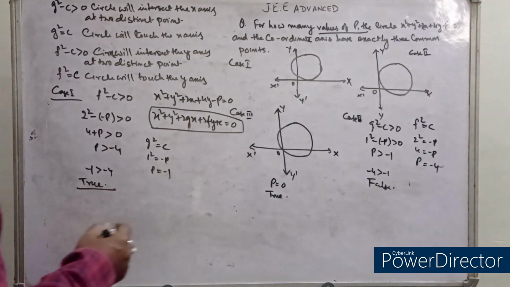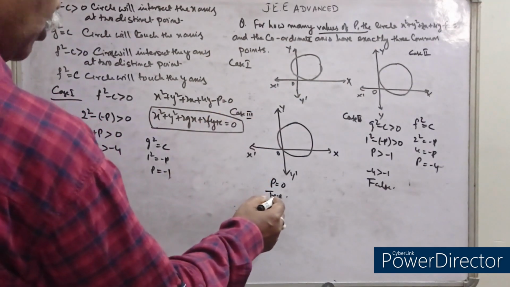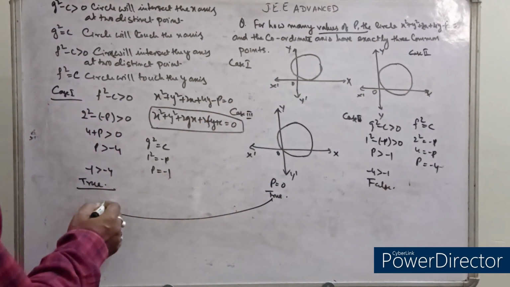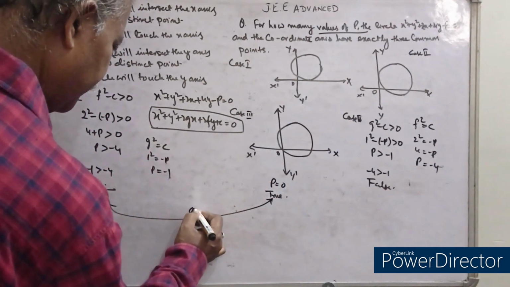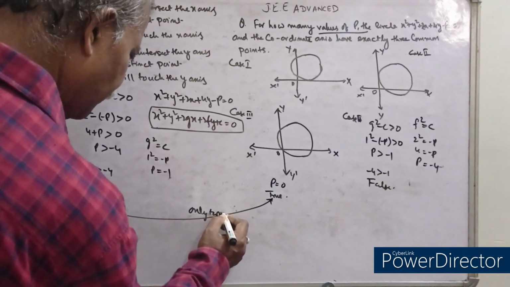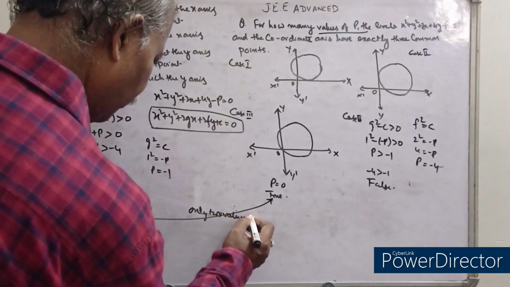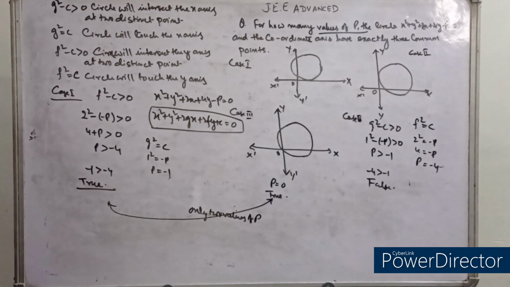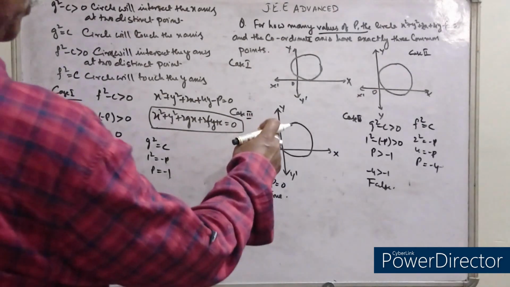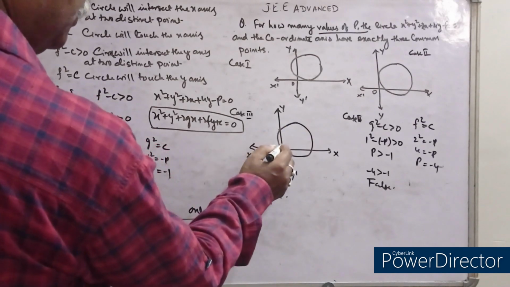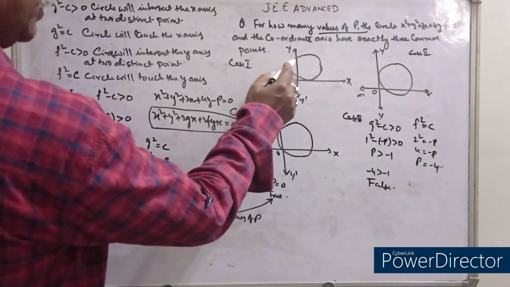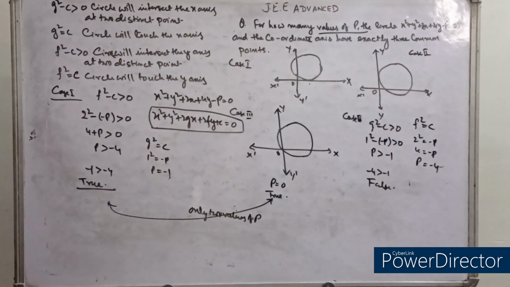So only two ways, for how many values of p? Only for two values of p this is possible. We have three common points, 1, 2 and 3, and again here 1, 2 and 3. These three common points, that means only for two values of p we are going to get these three common points.